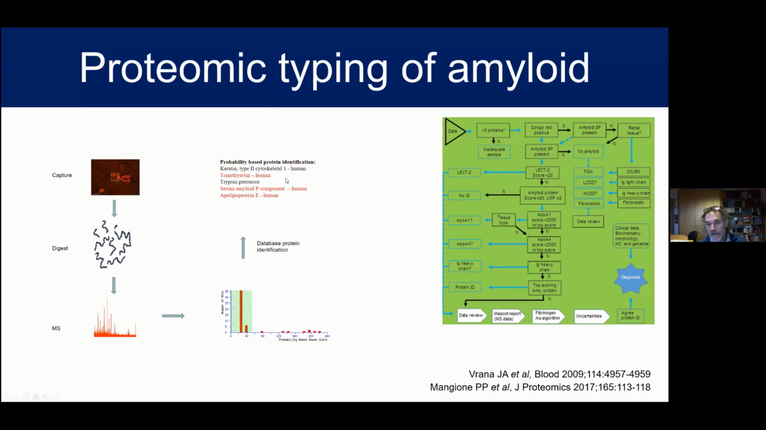Now, this is the algorithm on the right that we follow in the UK to achieve the right diagnosis through mass spectrometry. So it's not a piece of cake. There are challenges, but nonetheless, if it's correctly performed, you can correctly and definitively identify the amyloid type in more than 95% of patients.